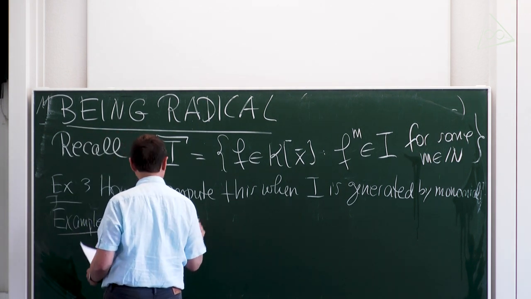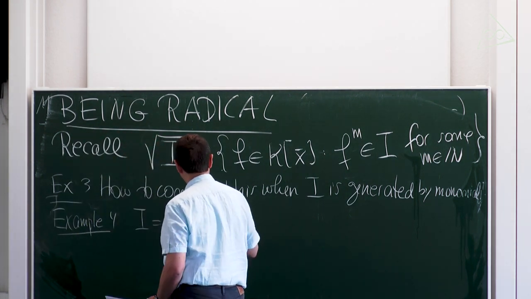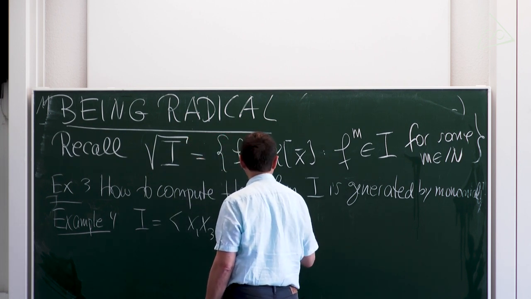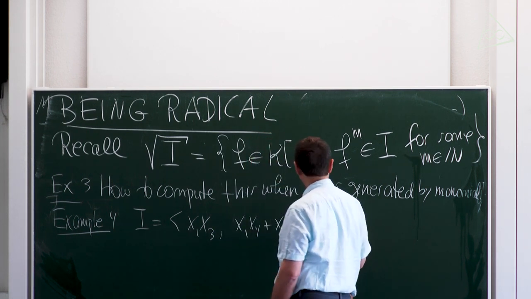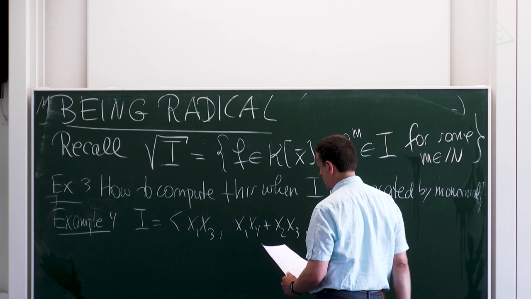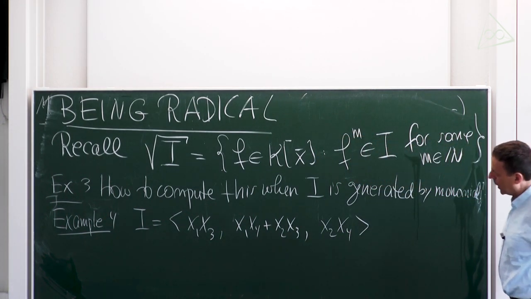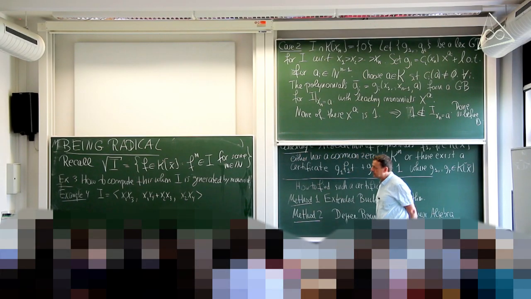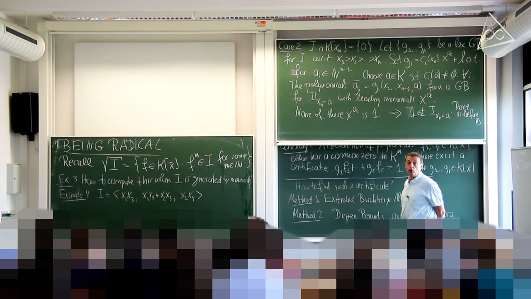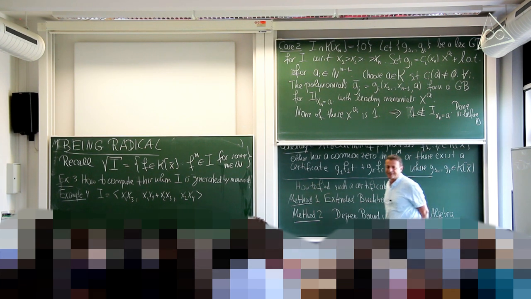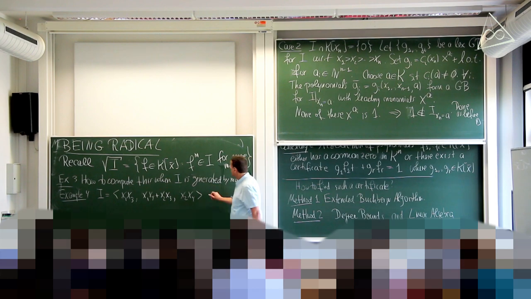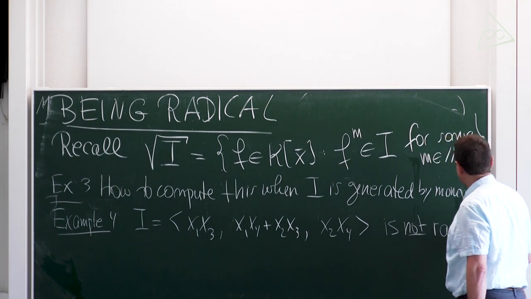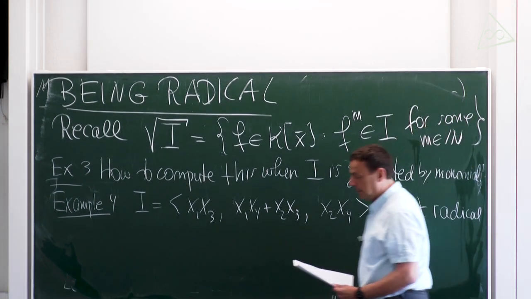So let's look at a non-monomial ideal: x1 x3, x1 x4, plus x2 x3, x2 x4, okay? So this is not a monomial ideal because I have this little plus here, so n equals four variables. That's an interesting example, and I claim this example looks radical, but in fact is not radical. It looks radical based on the previous exercise, but it is actually not a radical ideal. Let me convince you.